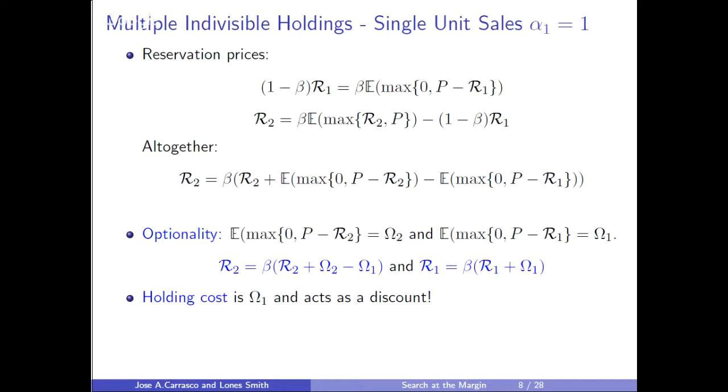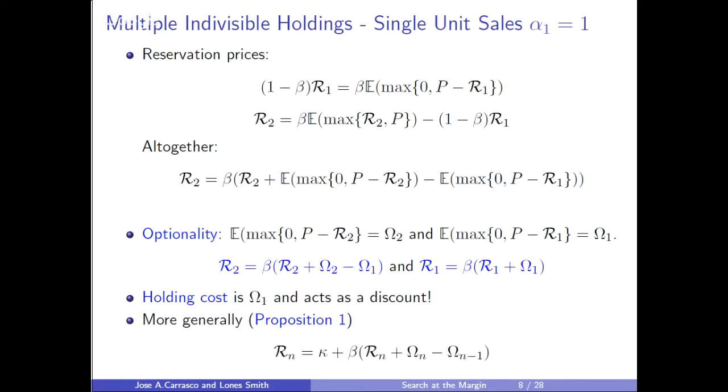You mentioned that the buyers are risk neutral. It seems that the seller is also risk neutral, right? Yes, the seller is also risk neutral. The seller only cares about the money. So the holding cost is going to be a discount. And we extend this to n units.